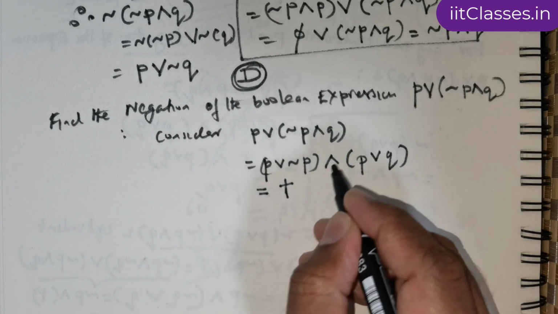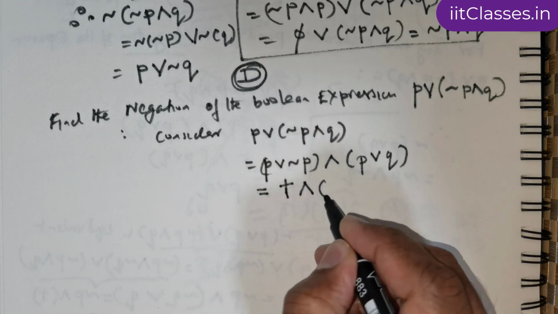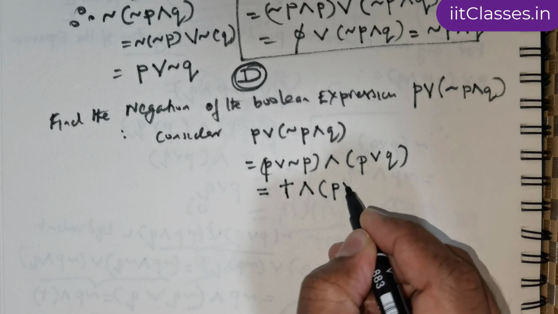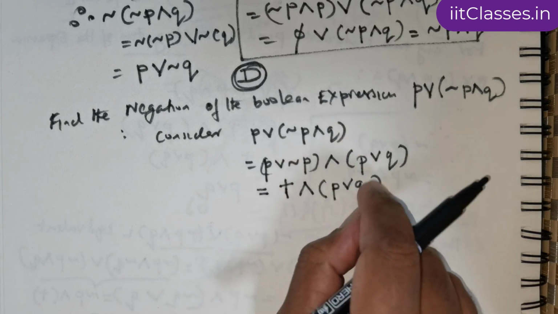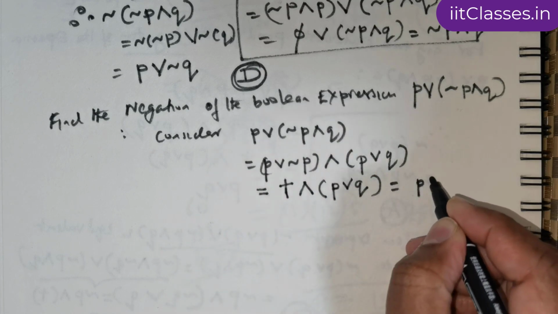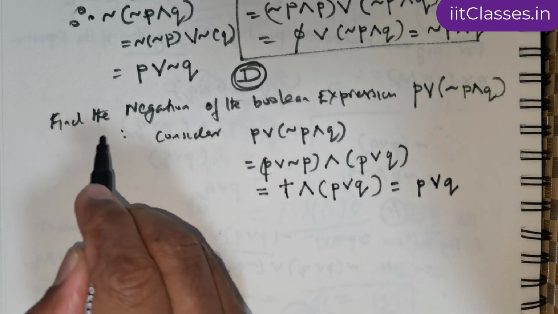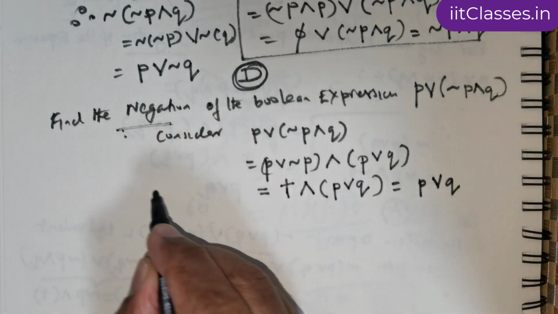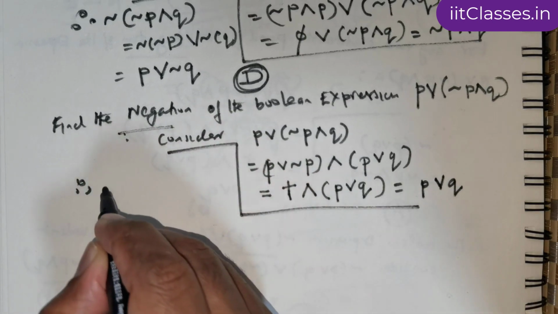Now this is actually having an intersection with P disjunction Q. Now what happens, you perform an intersection with the universal set, you get back the same set. So this is going to be P disjunction Q. Now we are expected to obtain the negation of this Boolean expression. So therefore, let me give the solution here.